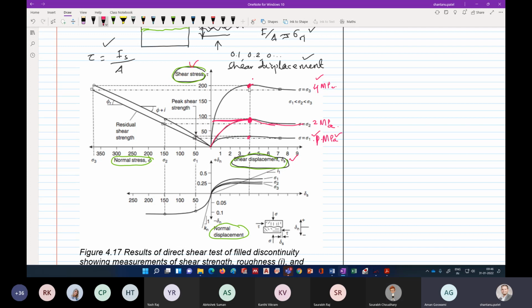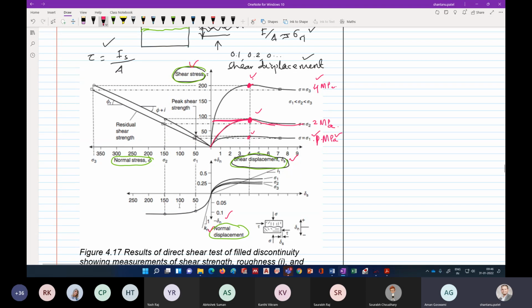Anybody? Yes. Okay. So you need to take these points because you have done it in rock mechanics lab in the last semester itself, right? So you must be knowing about this. And for now, let's ignore this normal stiffness and shear stiffness, and just concentrate on this thing.